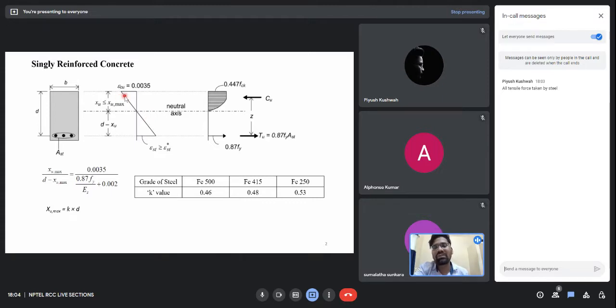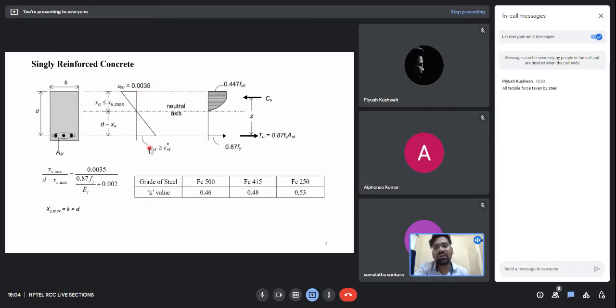But for our simplification, for mathematical modeling of different types of cross sections, we are assuming that the strain remains plane before and after bending. Now what are all these values? 0.0035 is nothing but the limiting strain in concrete. That is, this is the crushing strain in concrete. Beyond this strain, we do not allow it to go in the concrete. We are assuming that the concrete will fail if it goes beyond this strain.